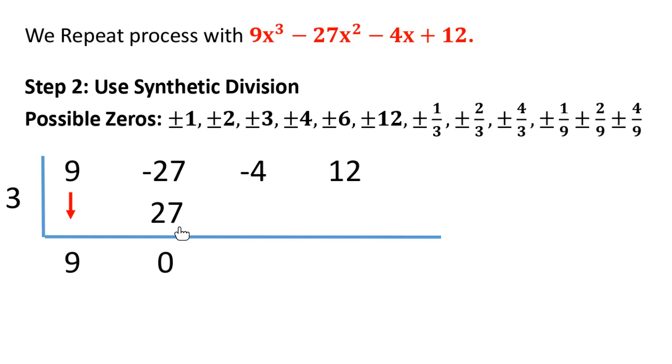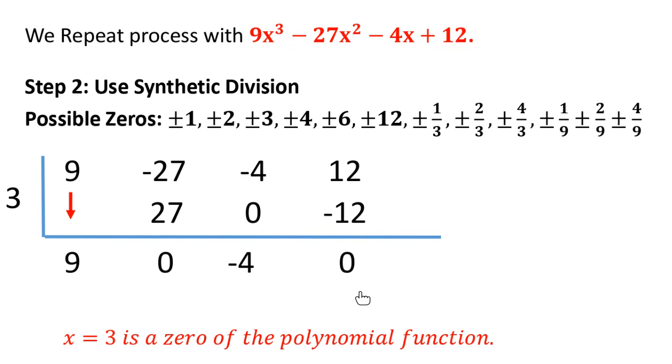9 times 3 is 27, plus -27 is 0. Multiply the 0 times 3. I get 0, plus -4 is -4, times 3 is -12, so I get a 0. So that's great news, right? We ended up with a 0. So you might have tried 1, you might have tried -1, and it didn't work. Maybe you tried a 2, but the 3 is the one that worked. Okay. So yes, sometimes you have to try a couple of numbers before you can find that 0.